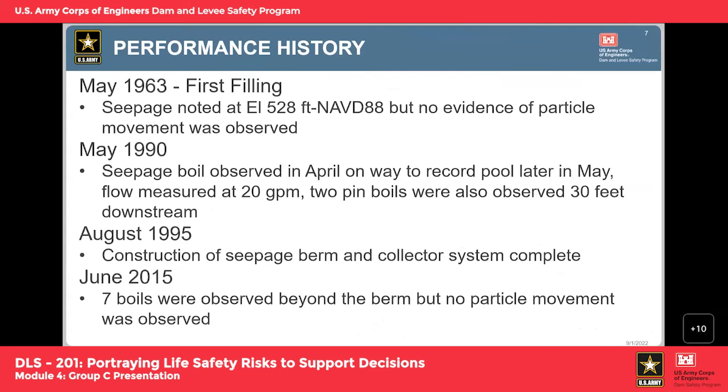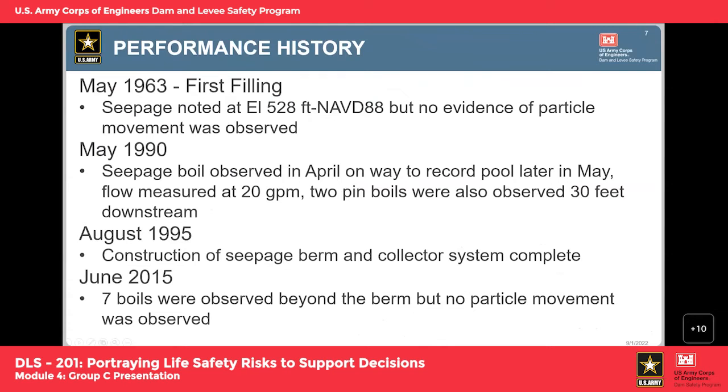The construction of a seepage berm and collector system was executed between April and August of '95. The seepage berm and collector system was designed and constructed as an IRRM in response to that historic seepage. The berm was designed to capture seepage, lengthen the seepage path, and prevent uplift, generally consisting of a 2-foot thick layer of sand overlain by 2 feet of gravel for additional weight.